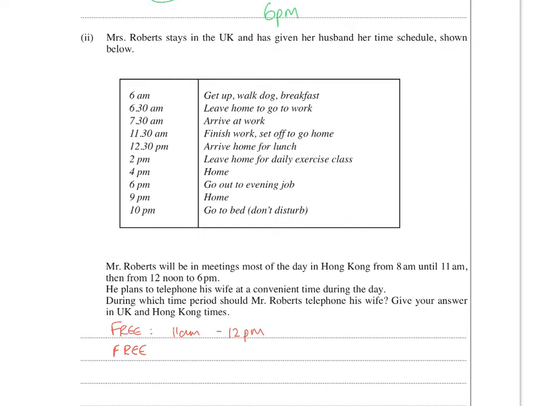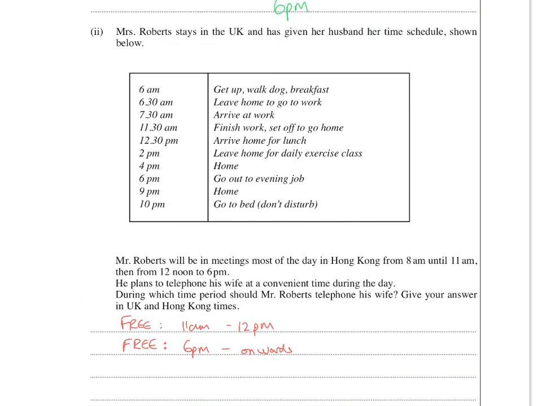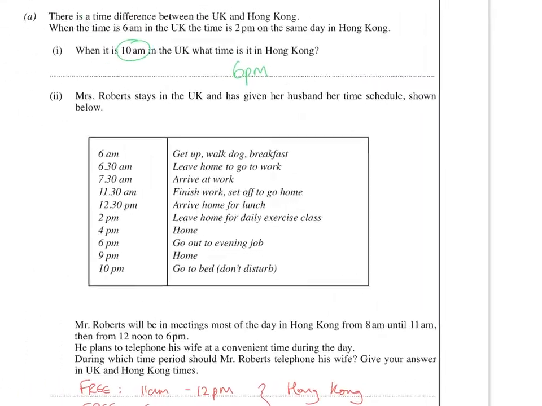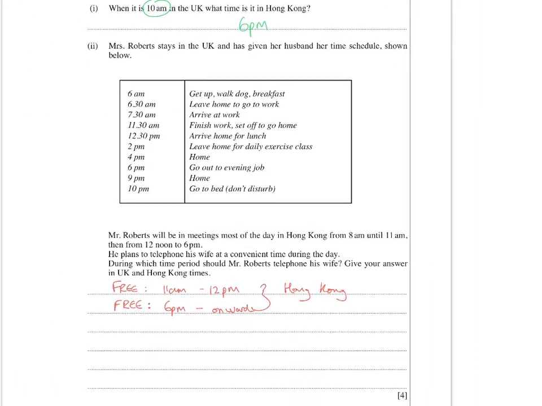It says he plans to telephone his wife at a convenient time during the day. Which time period should he give his wife a phone call? Well, he's free after his meetings finish at 6 p.m. as well. So 6 p.m. onwards, that's when Mr. Roberts is free. Okay, so all we have to do now is try and match up in the UK, but these are all in Hong Kong as well. These are all Hong Kong times. So I have to try and match up where that works nicely for his wife to take the phone call.